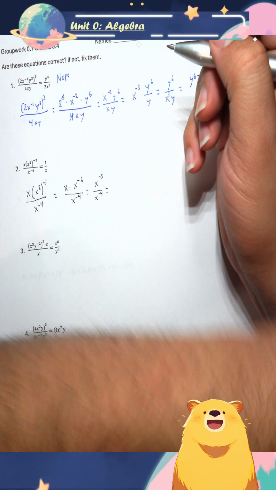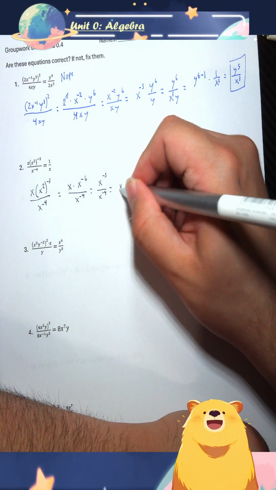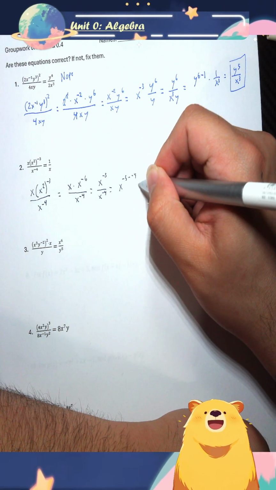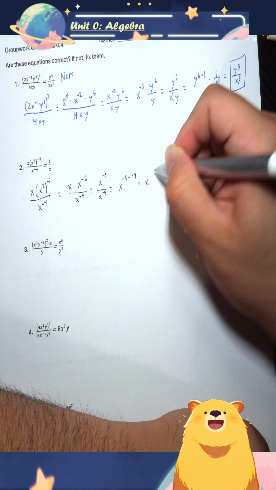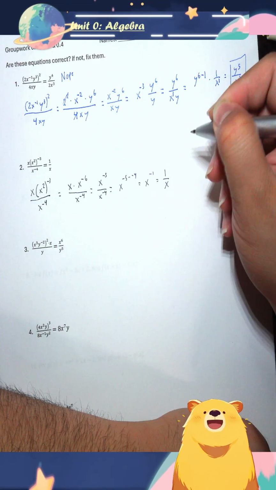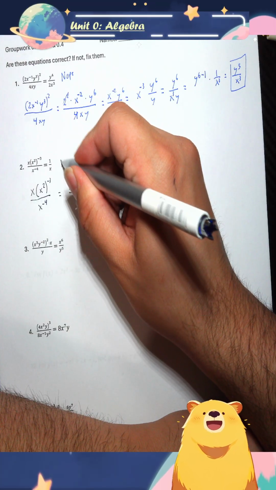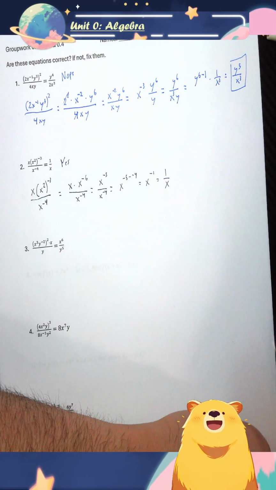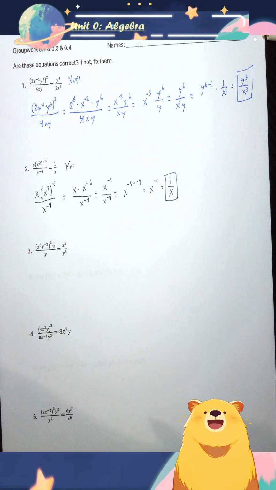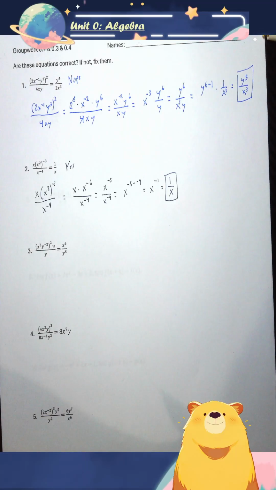And then we're going to rewrite it as negative 5 minus a negative 4. So that's going to be x to the negative 1, and it's going to be 1 over x. And that is indeed true, so yes. And then we don't have to, well, we can box it if we want. Let's be fun about it, I guess. Okay.